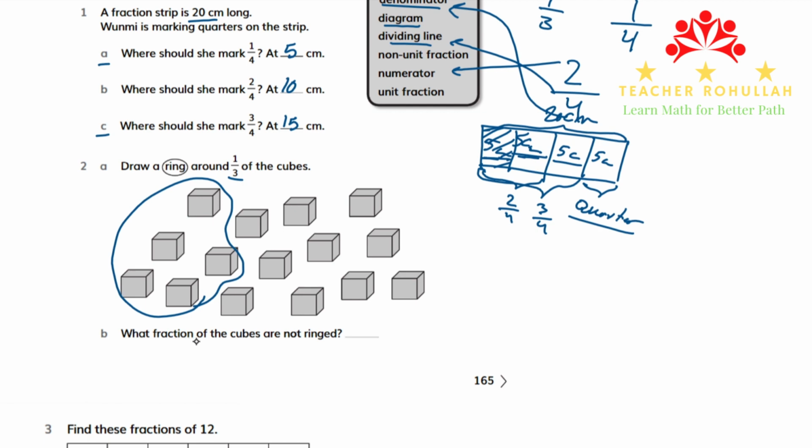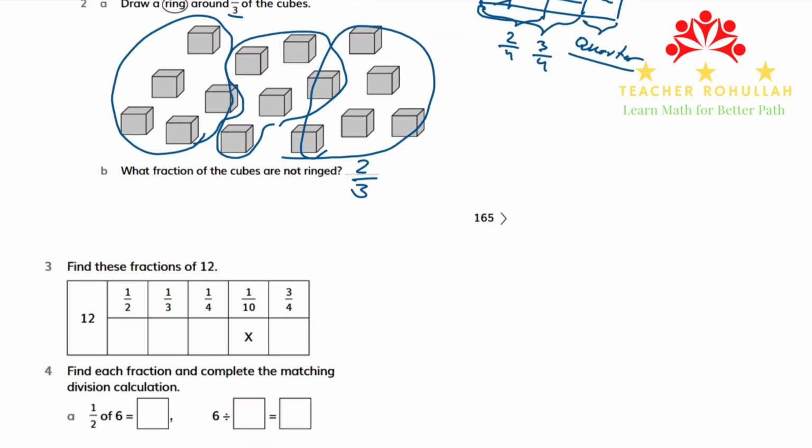Part B says, what fraction of the cubes are not ringed? So 1/3 is ringed, and the other two groups, let me ring them also, this one and this one. So 2/3 are not ringed. Well, we are done with this question also. Let me scroll down to go to question 3.